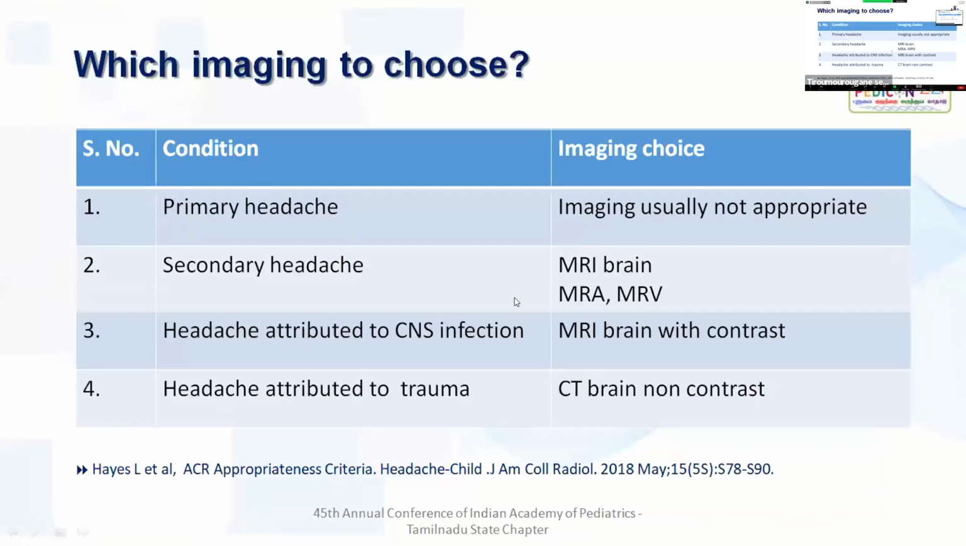So, which imaging to choose? If the child is diagnosed with a primary headache, imaging is usually not needed. In secondary headaches, it is MRI brain, including MRA and MRV: MRA to rule out underlying vascular malformation, and MRV to rule out underlying cerebral venous sinus thrombosis. If we suspect an underlying CNS infection, then contrast has to be done to look for meningeal inflammation. If the headache is attributed to trauma, a non-contrast CT brain will be sufficient.